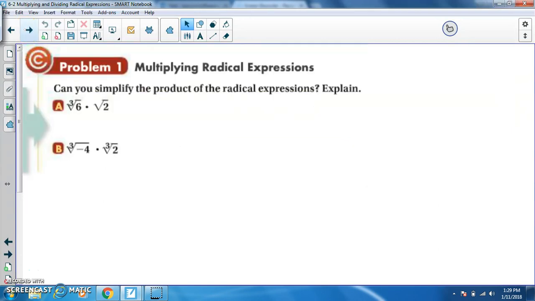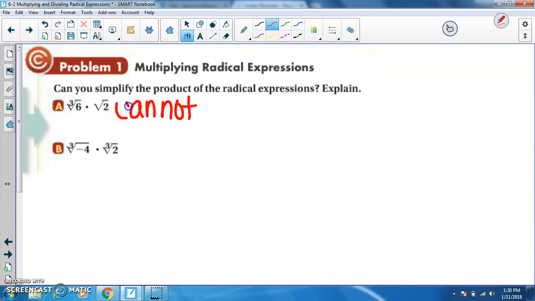Multiplying radical expressions. So, problem 1A: the cube root of 6 times the square root of 2. The first thing we need to check is, do we have the same index? We do not, so this cannot be multiplied, because we do not have the same index.